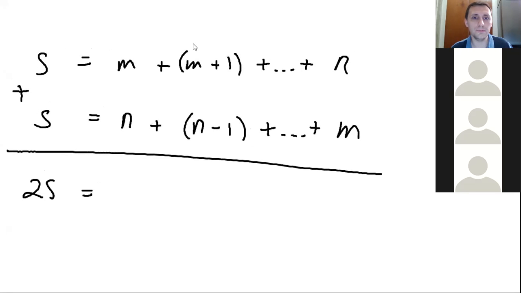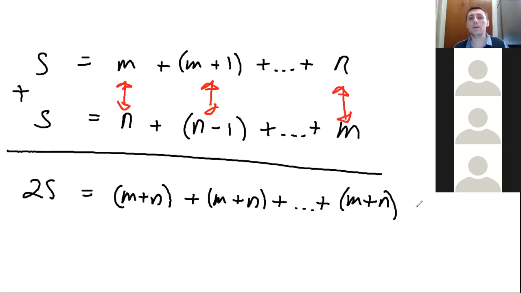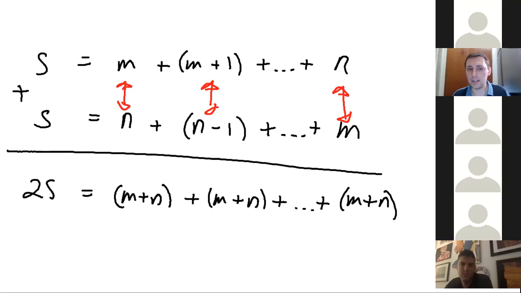It's equal to, well, I'm going to add those terms. Yes? So what do I see? I see that I'm always adding m plus n. Are you with me? You see why it should take a few seconds, right? m plus n. How many times am I adding them?